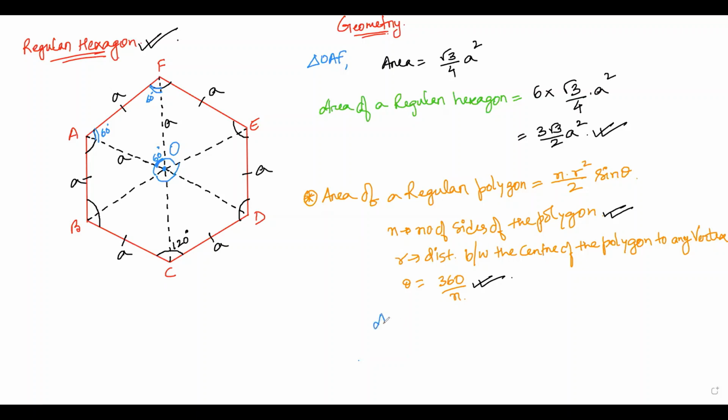For example, if we want to find the area of a regular octagon, in that case, the number of sides would be 8. So using this formula, we can write it to be 8 into r square upon 2 into sine of 360 upon 8, which is 45. And we know the value of sine 45 degree is 1 by root 2. And if we know the value of r, we would be able to find the area of a regular octagon. So whenever we need to find the area of a regular polygon, we can directly use this formula.